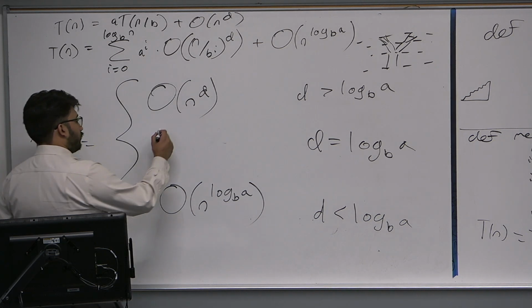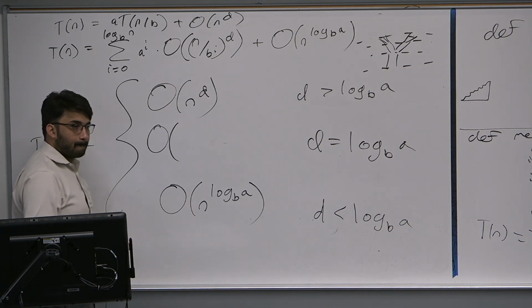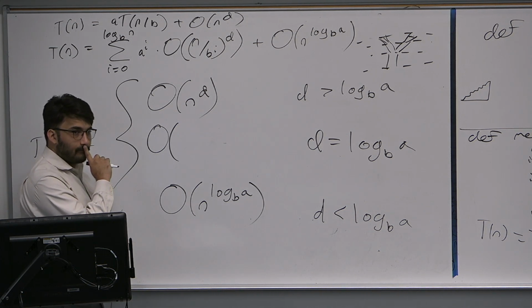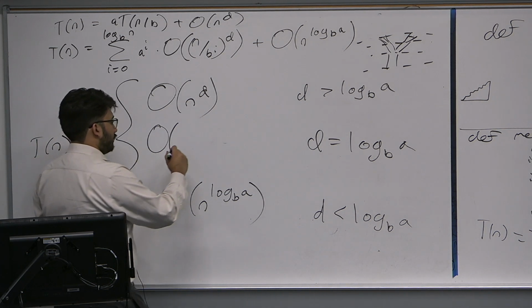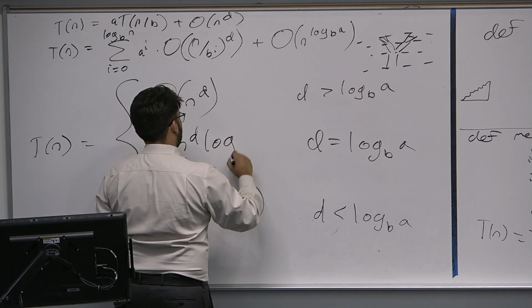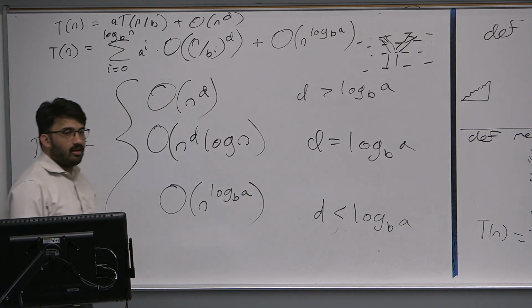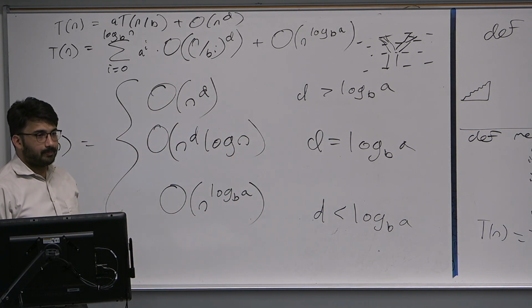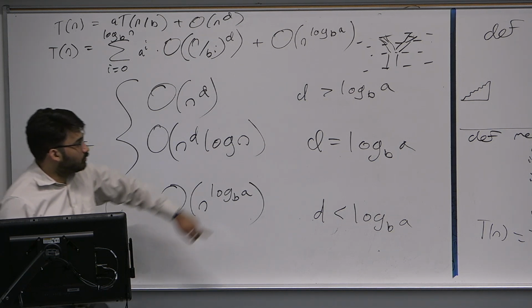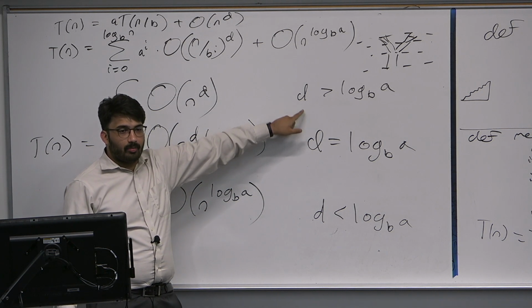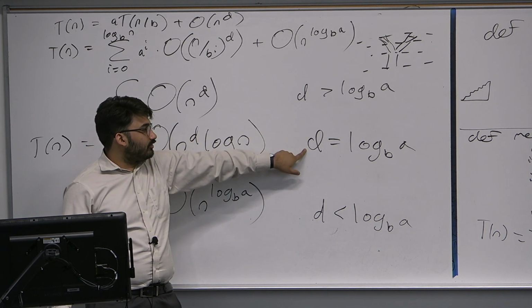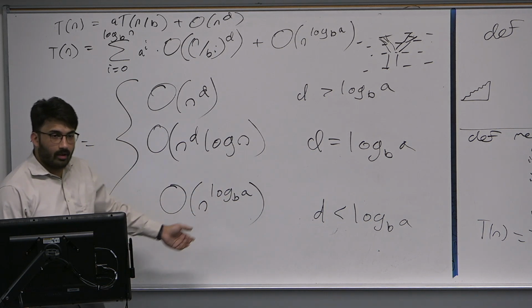So the answer is going to be what? Almost. n^d log n. If d equals log base b of a, you throw a log on there. That's all you got to remember. You compute log base b of a, and you compare it with d. You take the bigger one. If they're equal, you throw a log on. That's how you remember the master theorem.